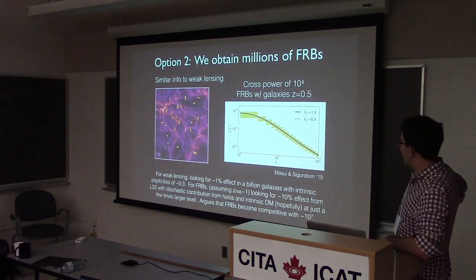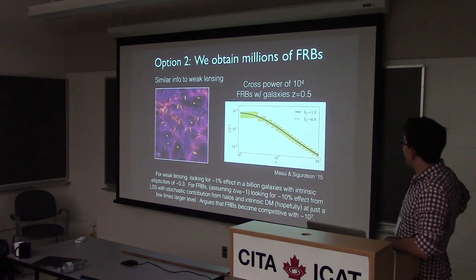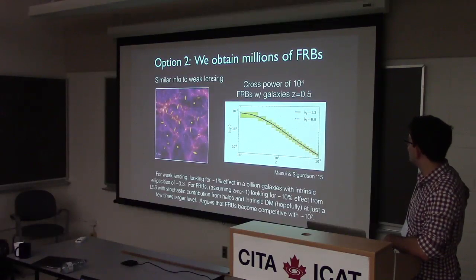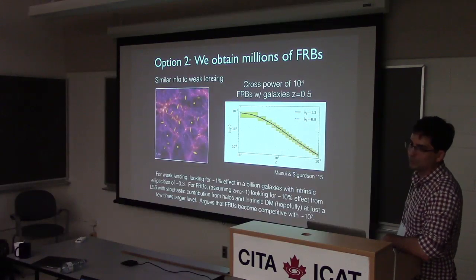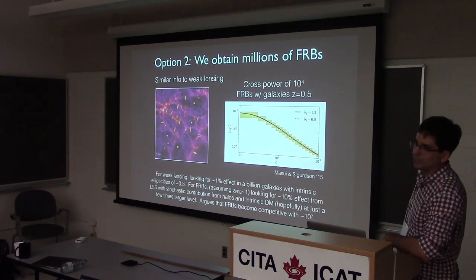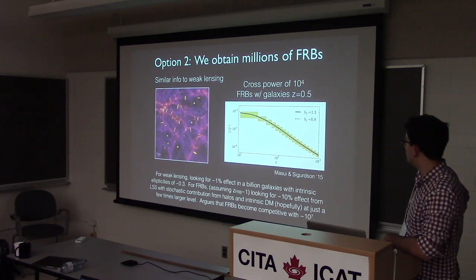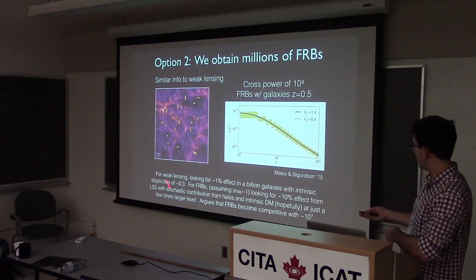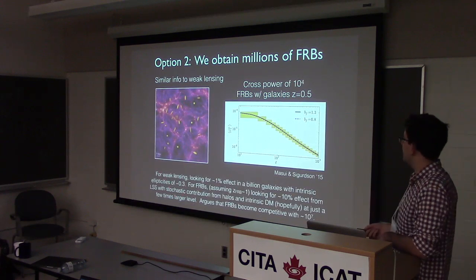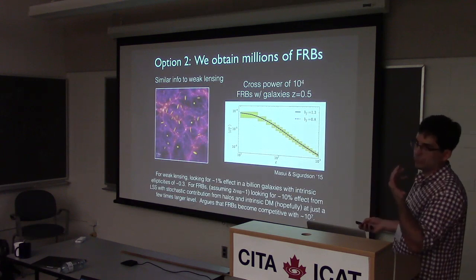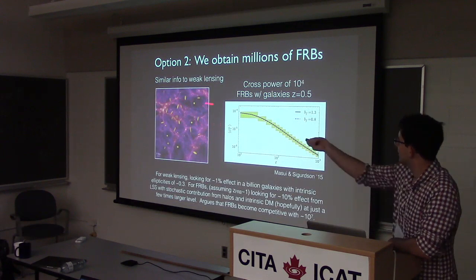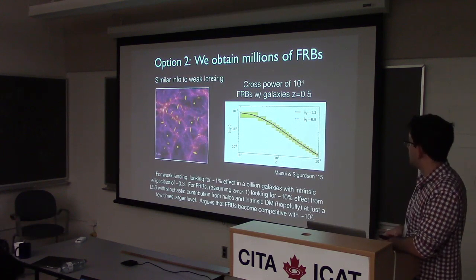Okay, so then option 2 is that we start building bigger and bigger FRB telescopes, and I've seen millions of FRBs with localizations, and then this becomes very similar to a weak lensing survey, because in weak lensing you're measuring the shear or possibly the magnification of your galaxies, and that's telling you about the projected mass with some kernel. Here the kernel is different, but it's essentially the same. It's telling us about the projected density of baryons.